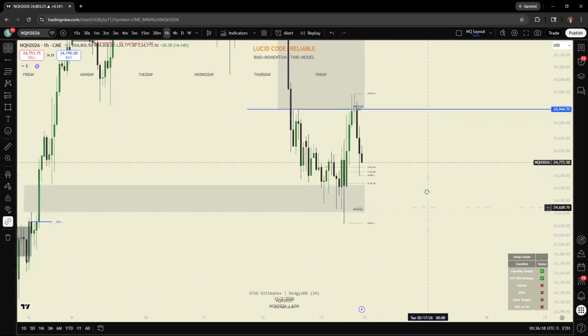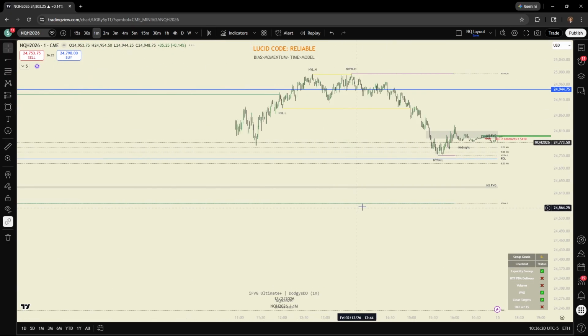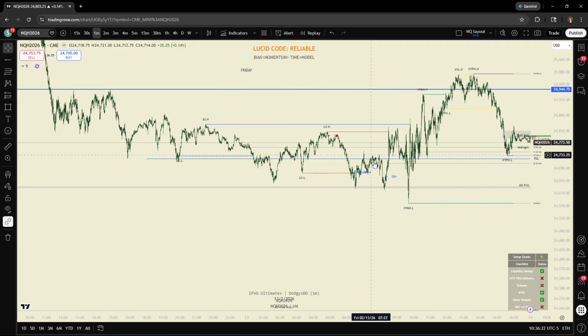3 drives pattern is just this tendency for price to sweep liquidity 3 times before reversing. It's in the 2022 mentorship.